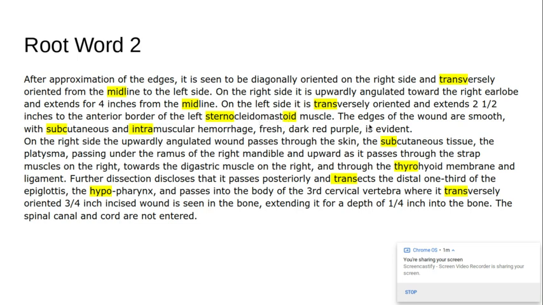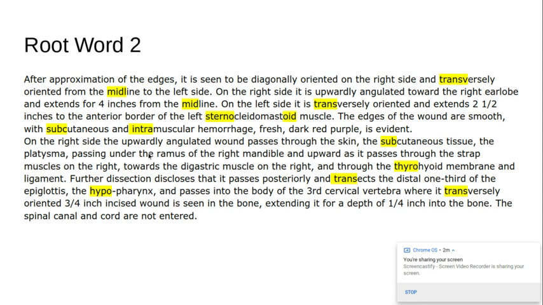The edges of the wound are smooth with subcutaneous and intramuscular hemorrhage. Sub meaning below, so below the skin. Intra means within. Okay, so there is a wound. The edges of the wound are smooth with below the skin and within the muscle hemorrhage. Fresh, dark, red, purple is evidence.